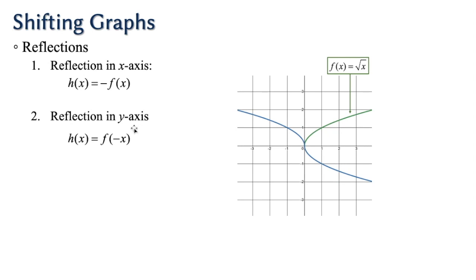Now, if we want to reflect in the y-axis, we do the negative again, but this time to the input on the inside, because then what's happening is we're taking the x values and changing those right away, and that reflects and has the y-axis vertically here be your symmetry line. So that would reflect it horizontally.